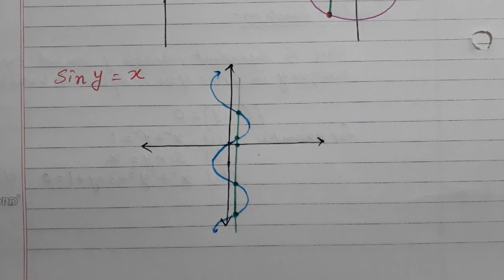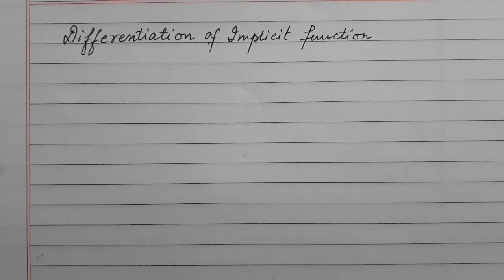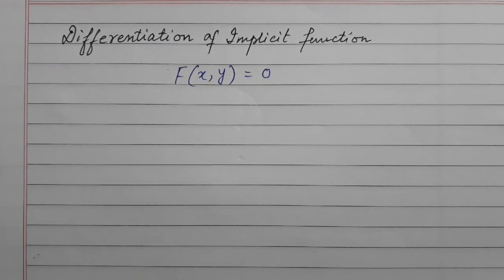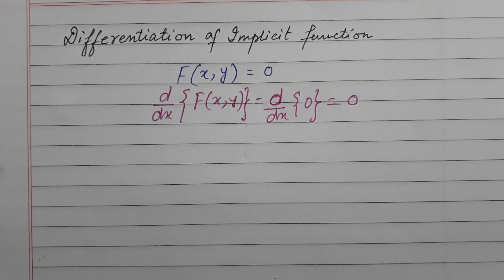So therefore sin y equals x is not an implicit function. Now let us move to our actual topic, that is how to differentiate an implicit function. Here a relation like f(x, y) = 0 will be given to us and we need to find dy/dx. Here we will differentiate both sides of the relation with respect to x.